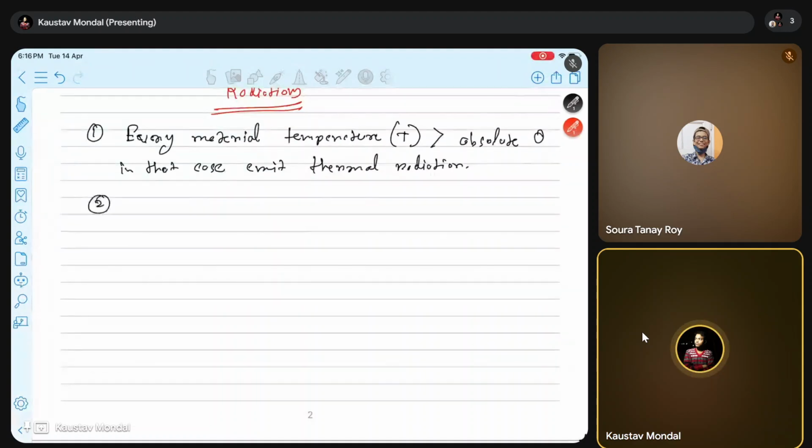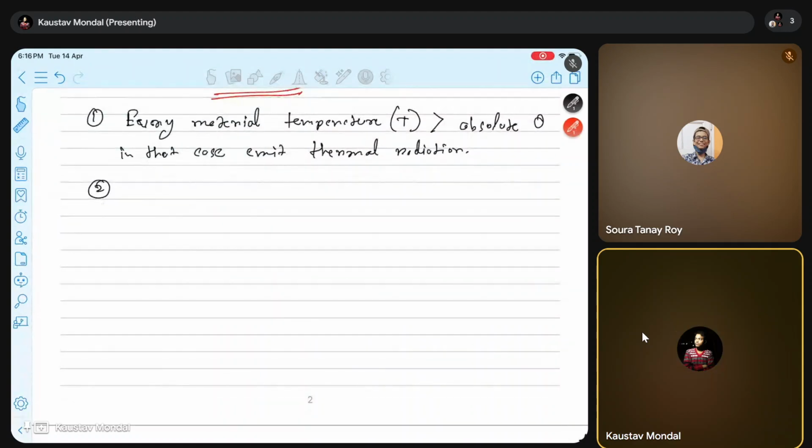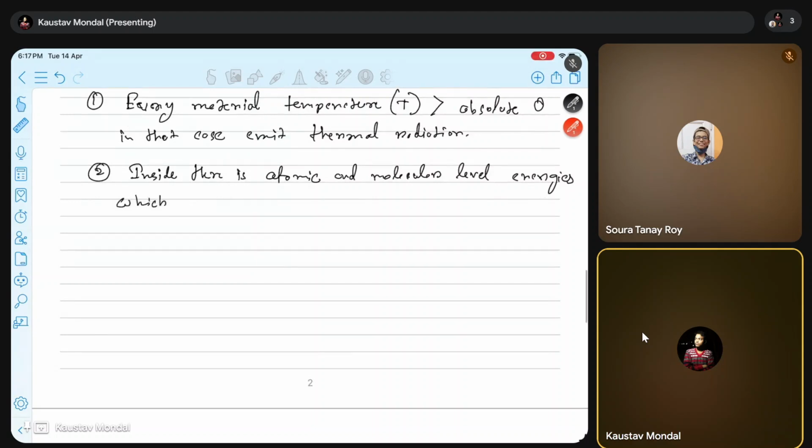The reason behind this is that inside there are atomic and molecular level energies which emit as thermal radiation.